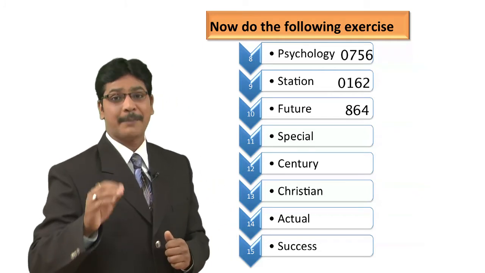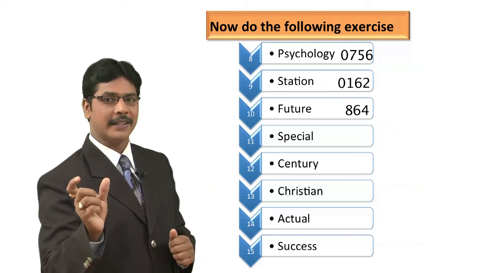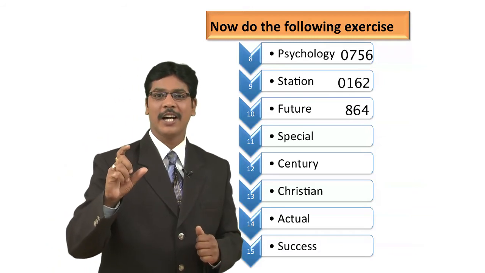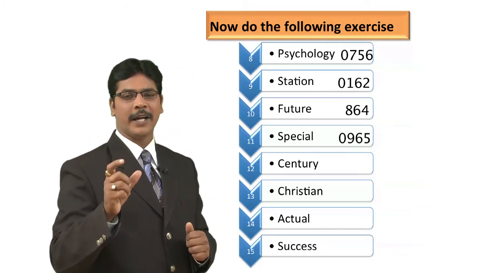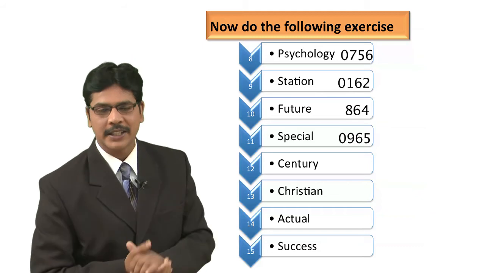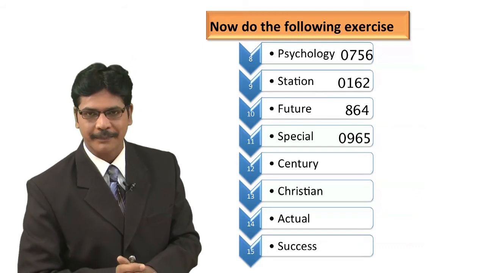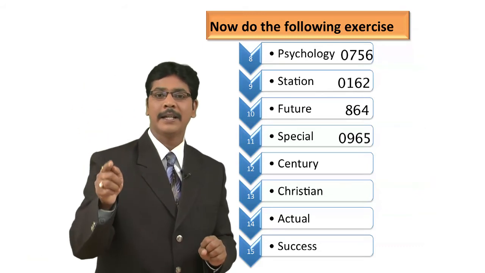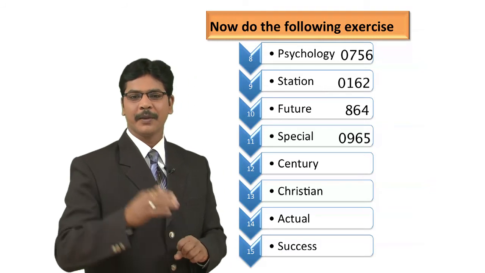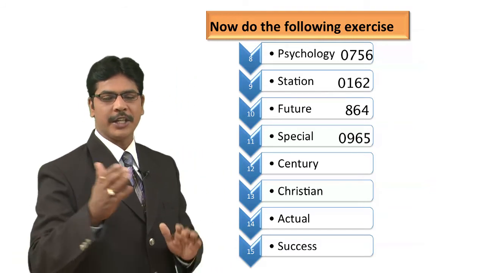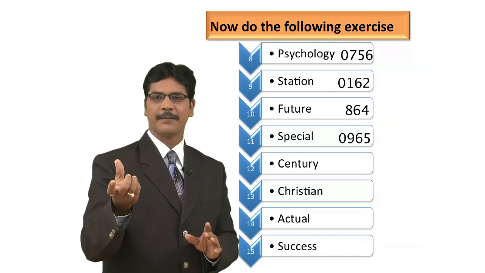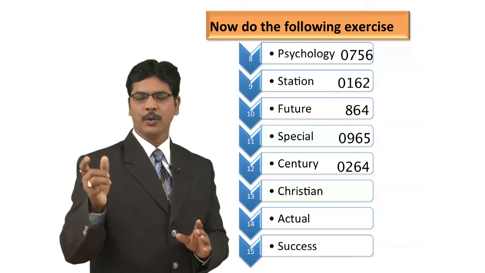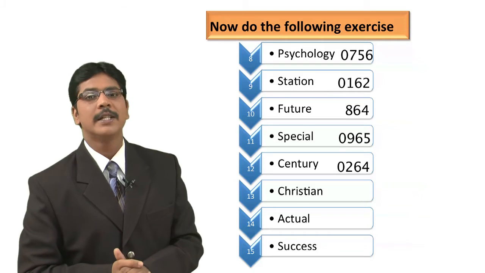Next word is special. See? SH. 0965. That's the answer for special. 0965, because CI is sounding like SH. Right. The next word is century. See again T sounding like CH there. So 0264. That's the answer for century.